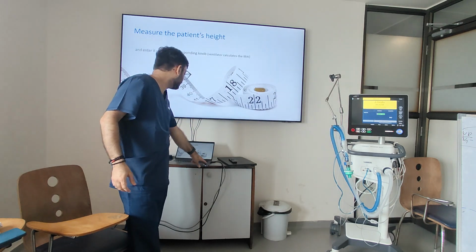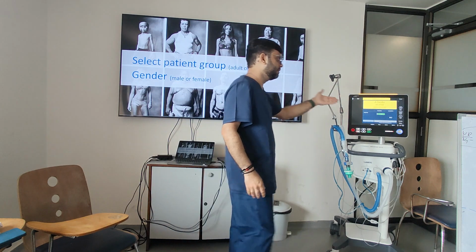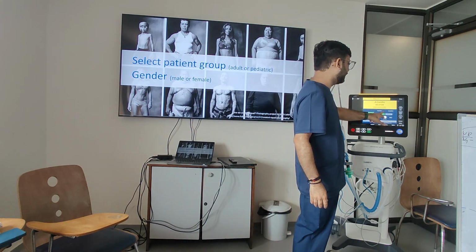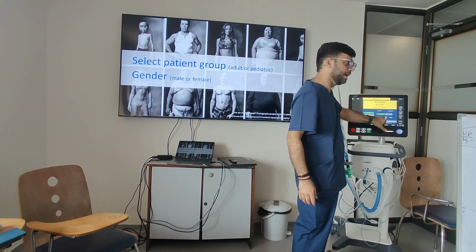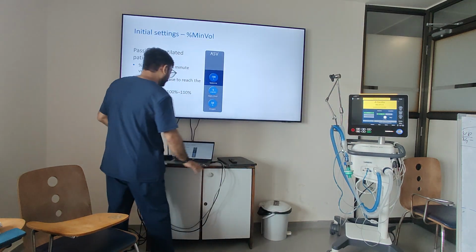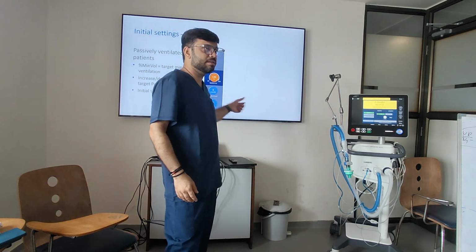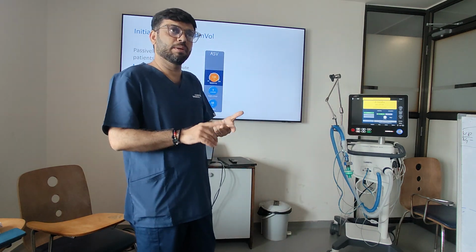Okay, as already said, once you measure the height, you're also going to select the patient gender. So you have adult and pediatric category. You select the gender. You set the height. Once you set the height, you can do the initial settings, and those initial settings will be these three parameters: your percentage minute volume, PEEP and FiO2.